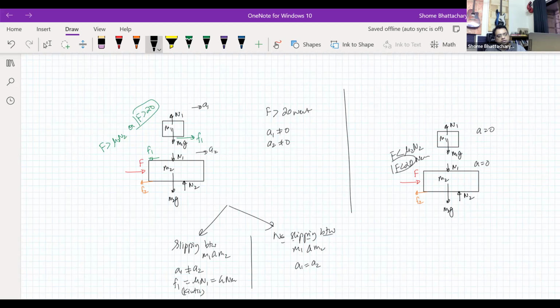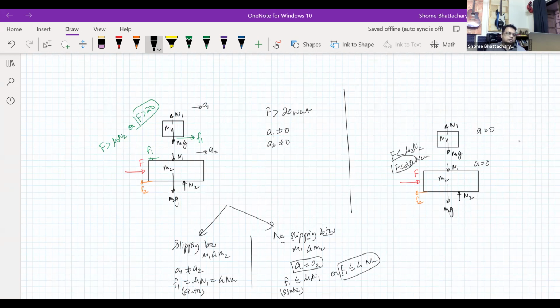It's not unequal, and the friction that is acting is static, so it is less than or equal to mu1 N1. So friction can be less than or equal to 4 newtons, but the condition is that A1 must be equal to A2 if there is no slipping. So the moment my force is more than 20 newtons, now I know that this possibility that A is 0 is not there. There are only these two possibilities, that either A1 and A2 are equal but non-zero, or they are unequal and at the same time non-zero.